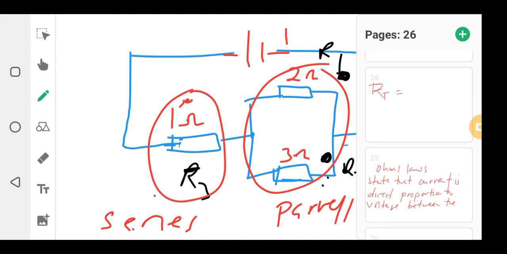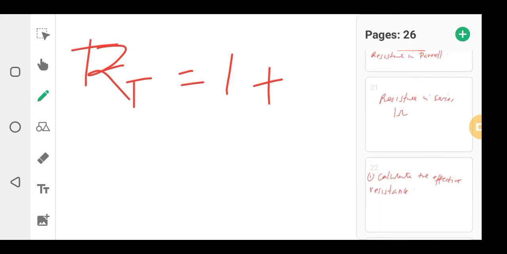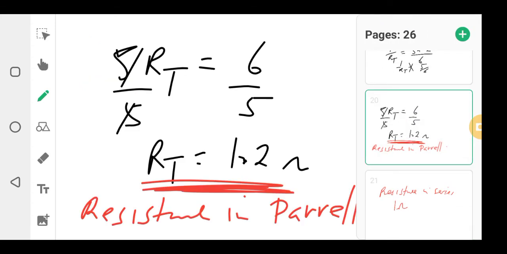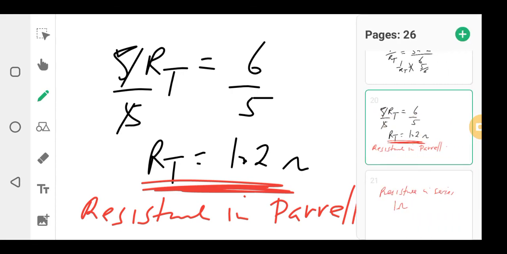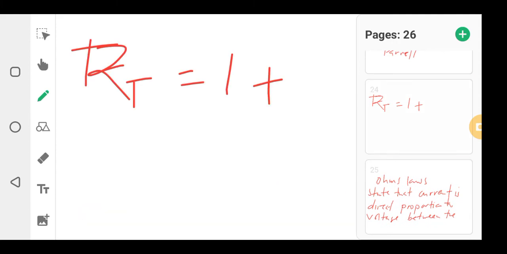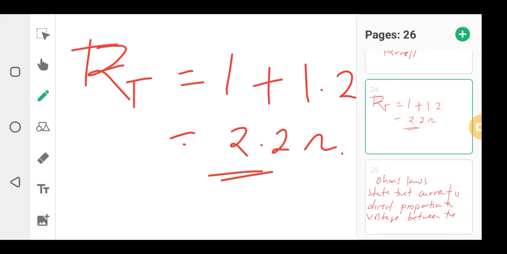So the resistance in series is 1 plus the resistance in parallel. We calculated it. You remember the resistance in parallel? This one. Resistance in parallel is 1.2. So we're adding those two: 1 plus 1.2, which is equal to 2.2 ohms. That's how you do it. You see?